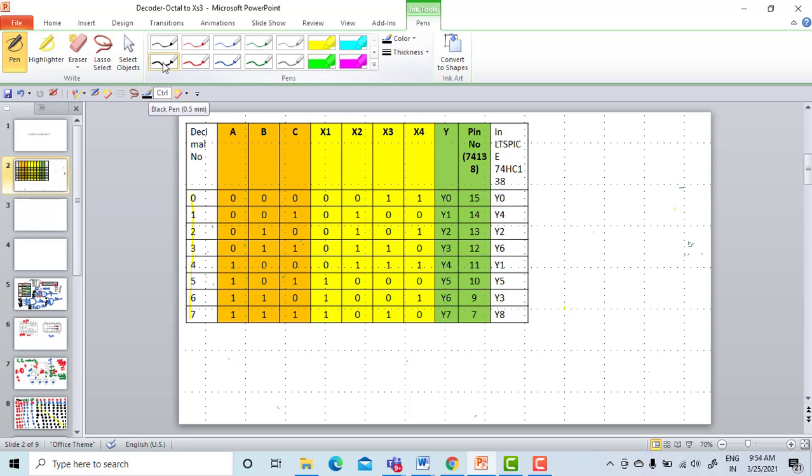Okay, so now it's an octal to XS3 conversion. Octal to XS3 conversion, and this is the decimal number. Octal is nothing but 0 to 7, meaning 8, the base 8. Octal is base 8, right? So from 0 to 7, and this is ABC, the binary version I have written here, 0 0 0. From 0 to 7, the octal and the binary number is same.